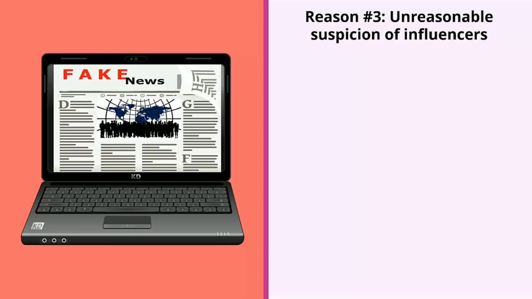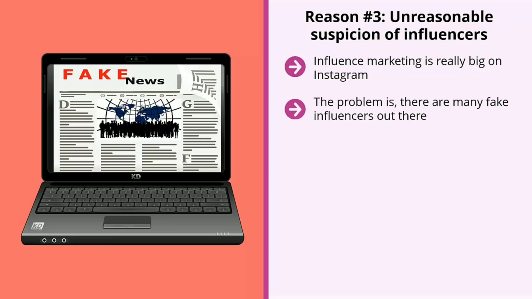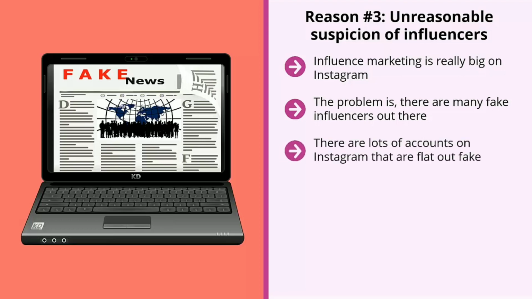Reason number 3, unreasonable suspicion of influencers. Influence marketing is really big on Instagram. Basically, you find people who are already influential in your niche and you pay them to mention your product or give shout-outs to your profile. Whatever method you use, you leverage their existing popularity and credibility with their community. The problem is there are many fake influencers out there. I'm not going to deny this. Nobody can. There are lots of accounts on Instagram that are flat out fake. Not only are their accounts fake, but the people following them are fake too. It's all a software illusion.